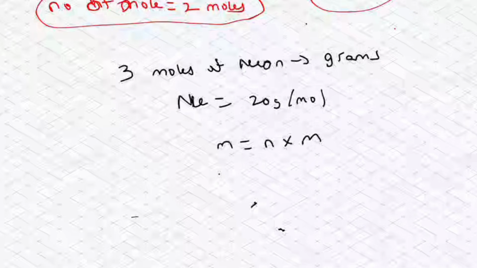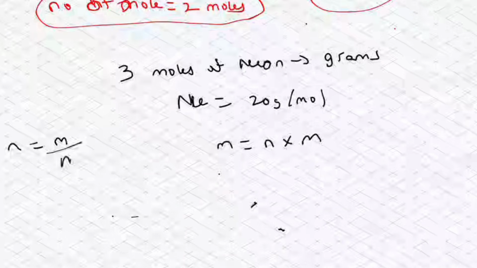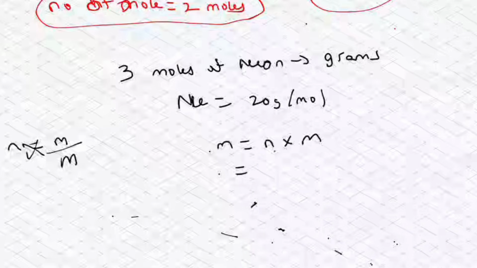But just simply cross multiplying, since n equals m over M, if we cross multiply here, we can say m equals n times big M. So that's the number of moles times the molar mass. So this is equal to the mass: the number of moles, 3 moles, times the molar mass. What's the molar mass? 20. It's equal to 60 grams. So this is basically the answer.